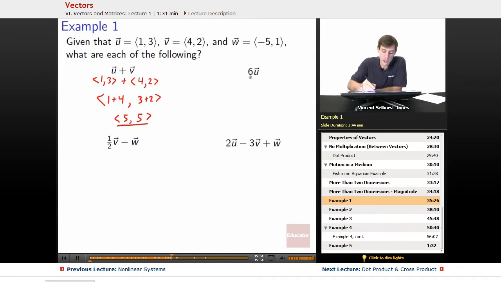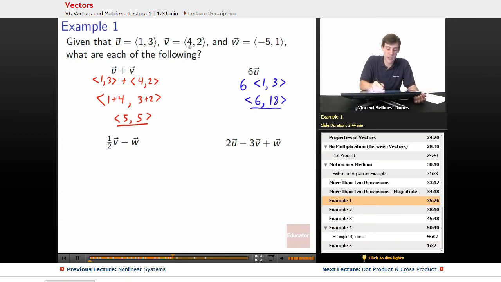Next, if we've got 6u, well, 6 times our vector 1, 3. So the 6 distributes effectively. It's not quite distribution, it's a little bit different, but it has the exact same effect and feel. So the 6 multiplies each of the components. So we have 6, and 6 times 3 is 18, so 6, 18 out of that. All right, so we can probably start doing these scalars in our head. They're not too crazy hard to do. 1/2 times v, well, v was 4, 2, so 1/2 times 4, 2 is going to produce 2, 1. 1/2 of 4 is 2, and 1/2 of 2 is 1.